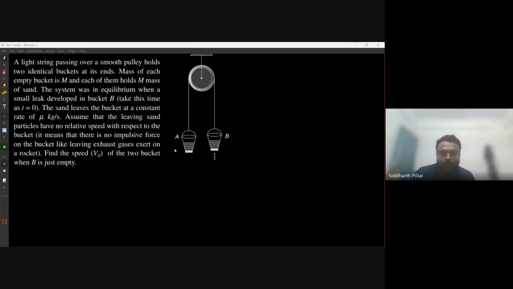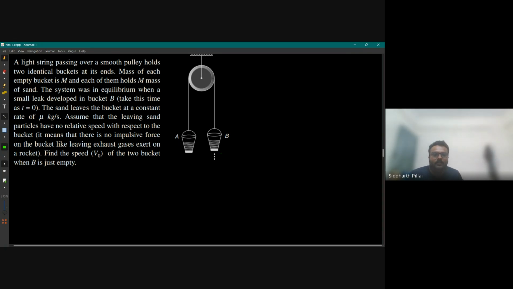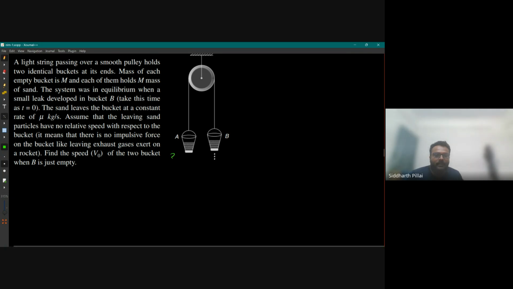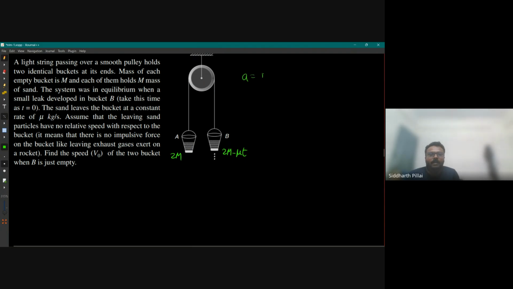Actually, I can just set up the problem and do the integration. Like you said, the mass of A is 2m, the mass of bucket plus sand. Sand is leaking out at a constant rate of mu, so at a time t, the mass will be 2m minus mu t. So using the formula, a is equal to (m1 minus m2) by (m1 plus m2) into g.